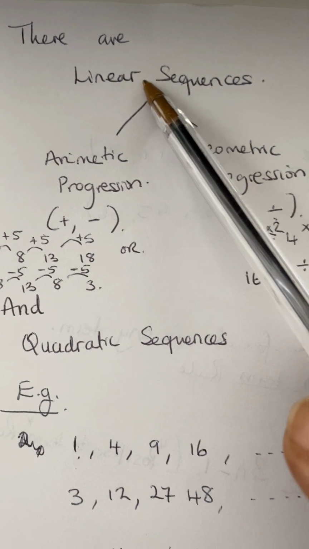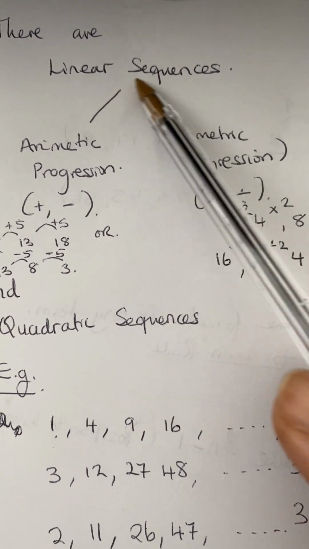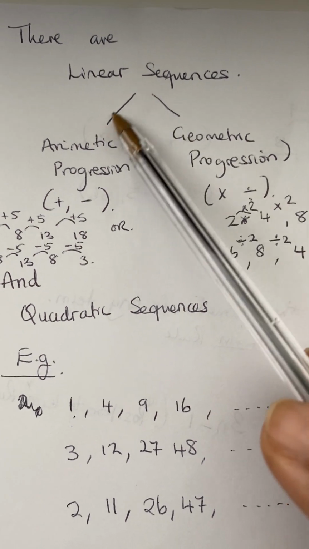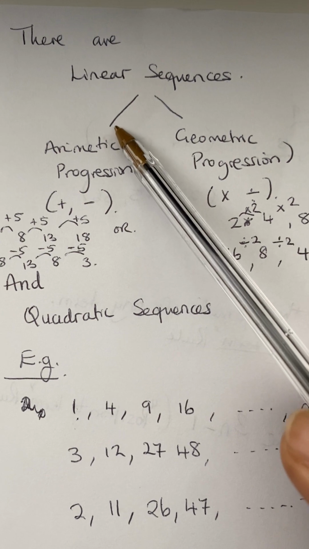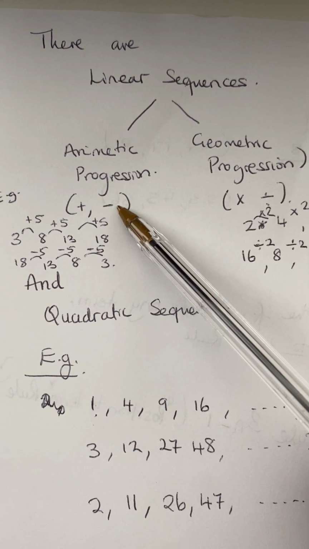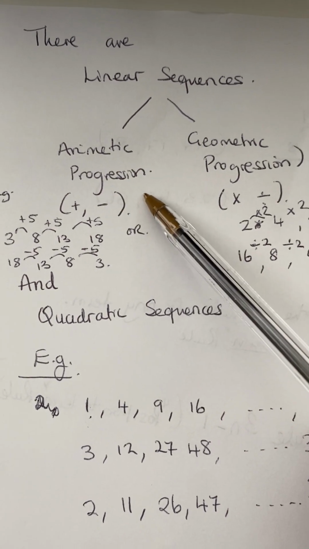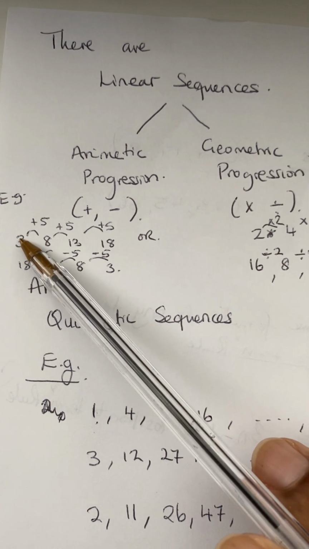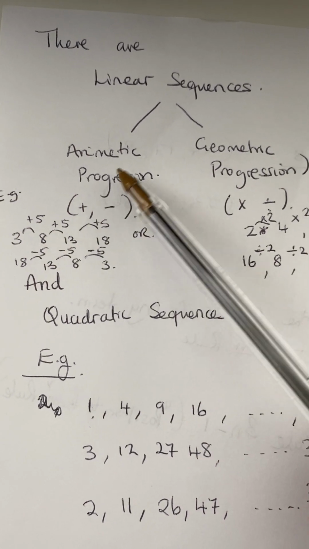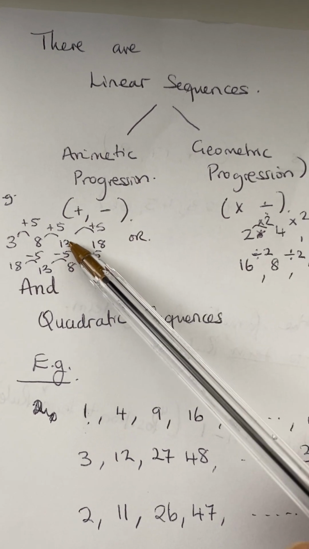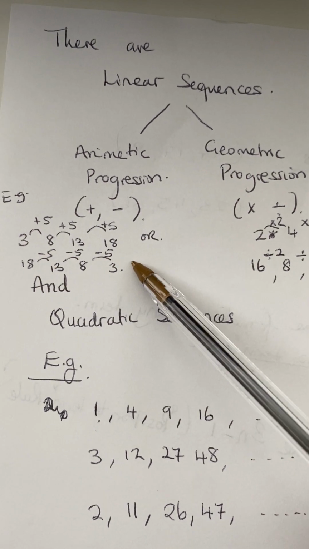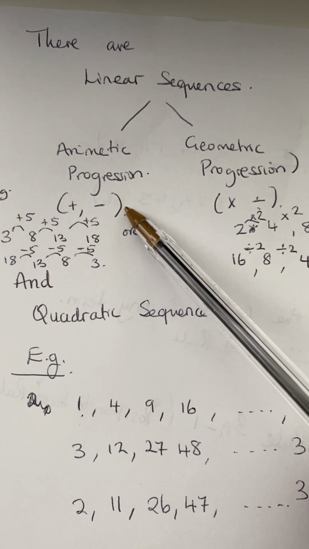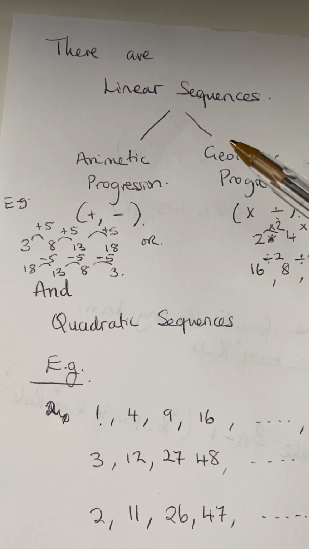Okay, there are 2 types of sequences: linear sequences and quadratic sequences. Now with linear sequences, they come in 2 types. The linear one, when it is adding or subtracting, is called the arithmetic progression. Okay, so we're saying plus 5, minus 5. So this is the first term. You add 5, you get 8. So this is a linear sequence, but it is adding. This is also a linear sequence, but it's subtracting. So if it's a linear sequence, it's either adding or subtracting. Okay, so the rule will be add something or subtract something.